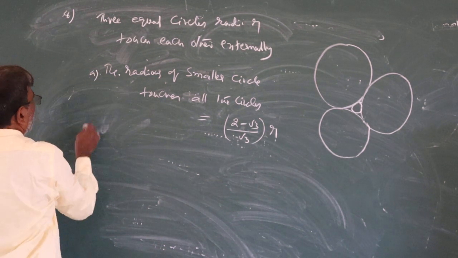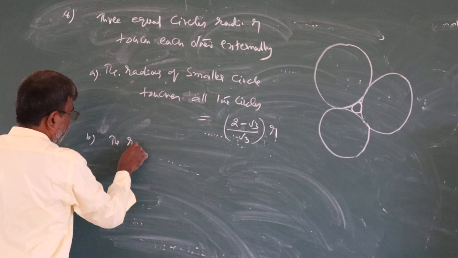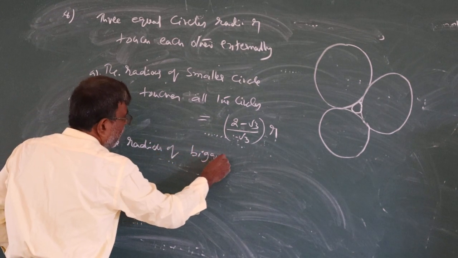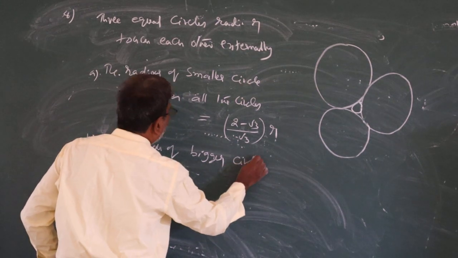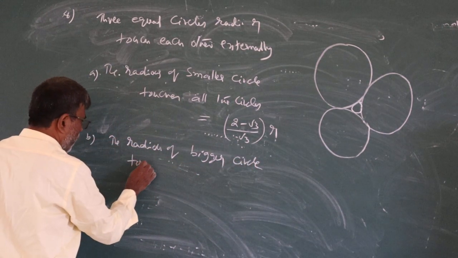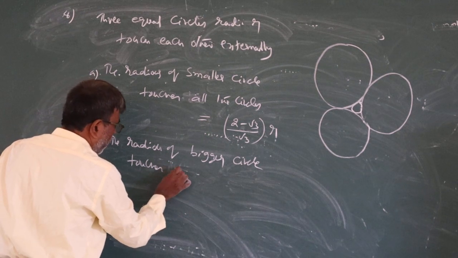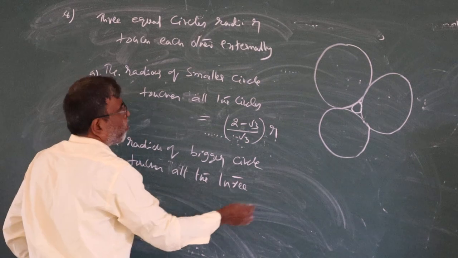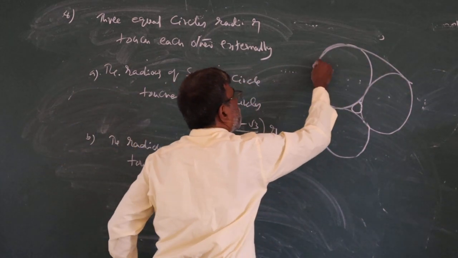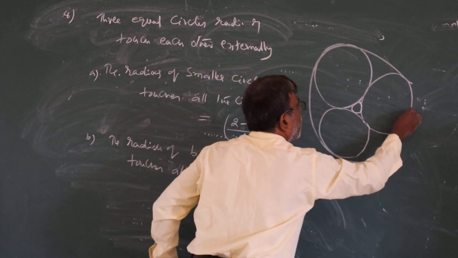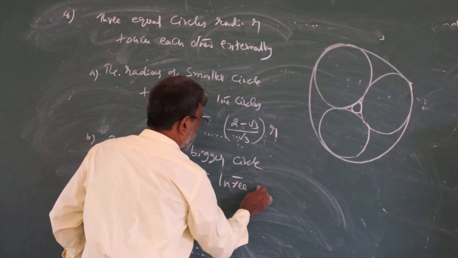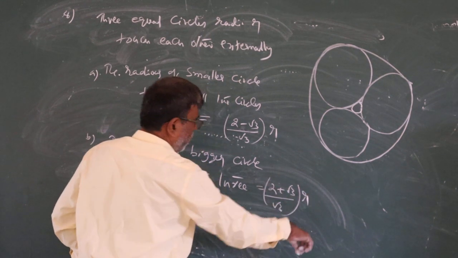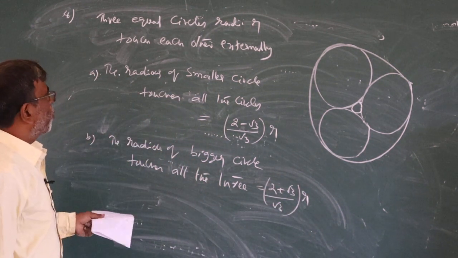Now this is A. So the radius of the bigger circle that touches all the three. So we are taking the formula, means the circle is like this. This is the bigger circle, touches all the three circles. That is nothing but (2 plus root 3) by root 3 into r. So these are the very important shortcut formulas.